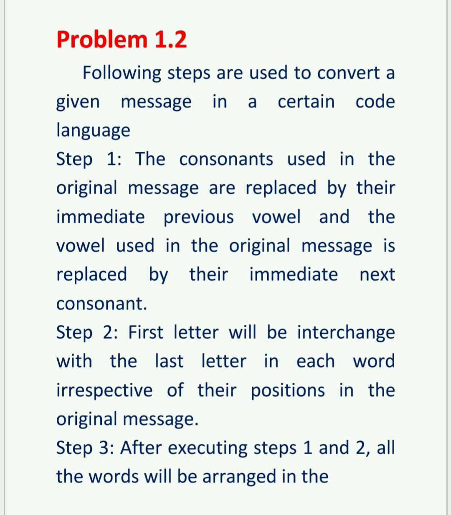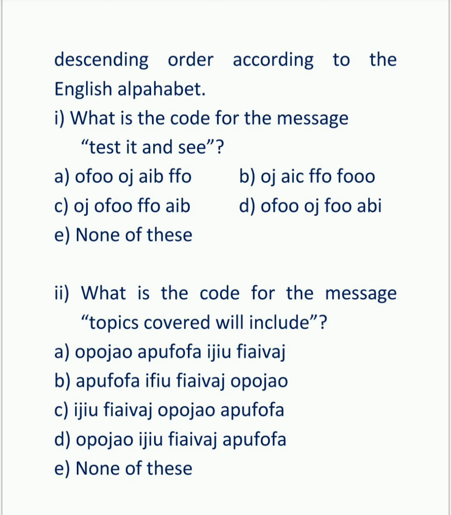Next, problem 1.2. This is the problem under the topic coding and decoding. Here 3 steps are given. Step 1: the consonants used in the original message are replaced by their immediate previous vowel, and the vowels used in the original message are replaced by their immediate next consonant. Step 2: the first letter will be interchanged with the last letter in each word irrespective of their positions in the original message. Step 3: after executing step 1 and step 2, all the words will be arranged in descending order according to the English alphabet.